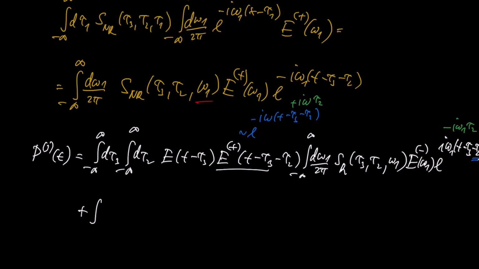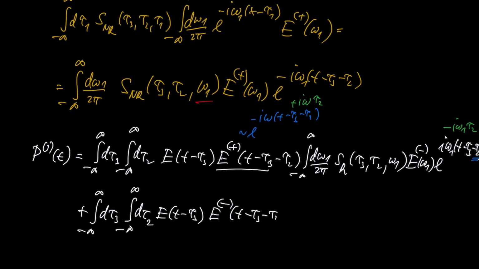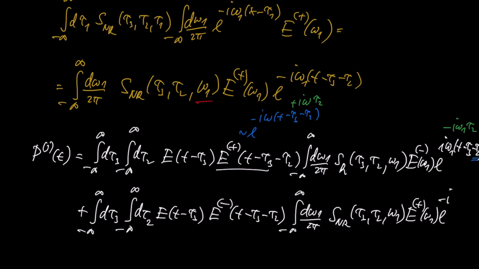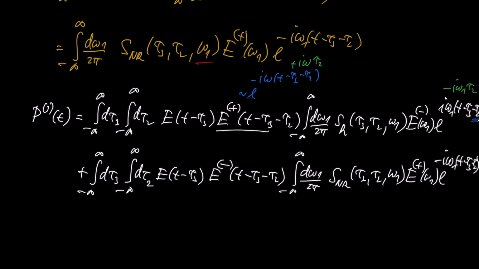Okay, so the second contribution, the non-rephasing contribution, we can already build by analogy. So we expect that here we are going to integrate the E minus of t minus tau 3 minus tau 2. Here we will have an integration with S and R, omega 1, E plus, however, and e to the power of minus I omega 1 t minus tau 3 minus tau 2. And all our discussion from before is valid.